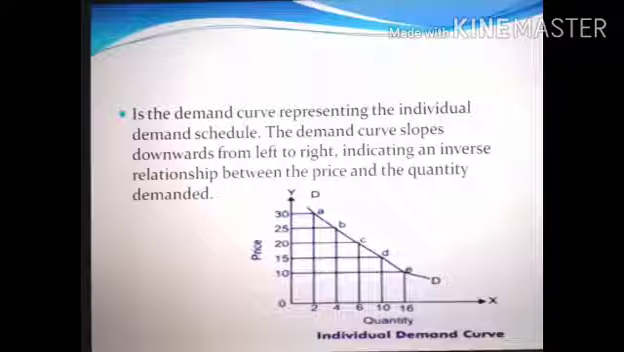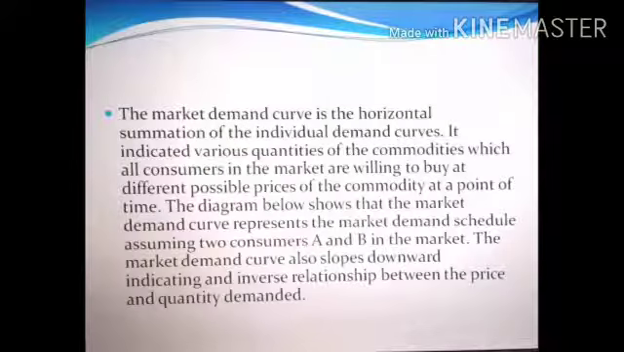Now let's check the demand curve. Is the demand curve representing the individual demand schedule? You can see the demand curve. The demand curve slopes downwards from left to right, indicating an inverse relationship between the price and the quantity demanded. So you can see the price 10, 15, 20, 25, 30 and the quantity 2, 4, 6, 10, 16. So at 10 rupees he is getting the maximum benefit, 16 quantity, and at the rate of 30 rupees he is getting only 2 commodities. So the price matters.